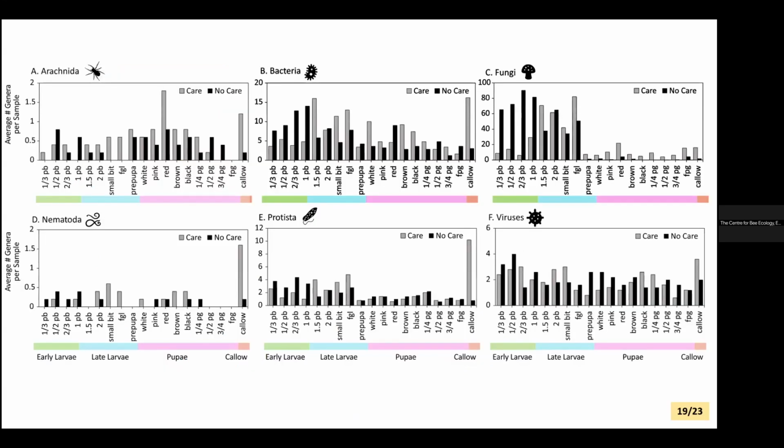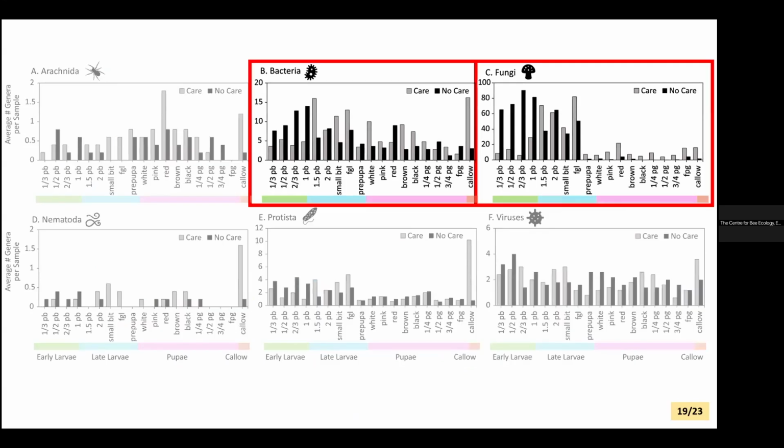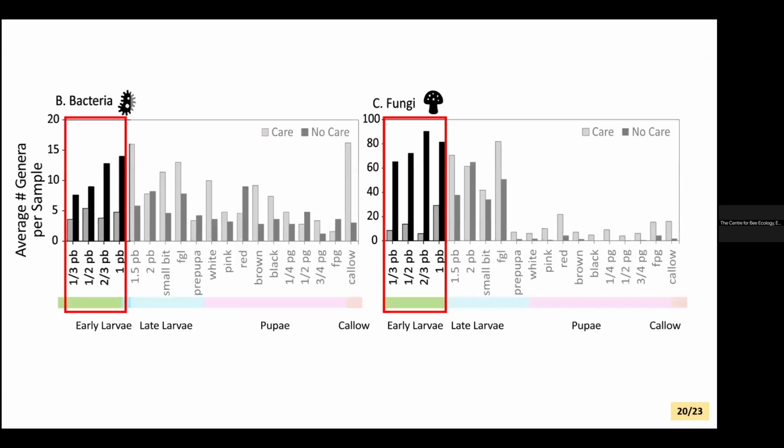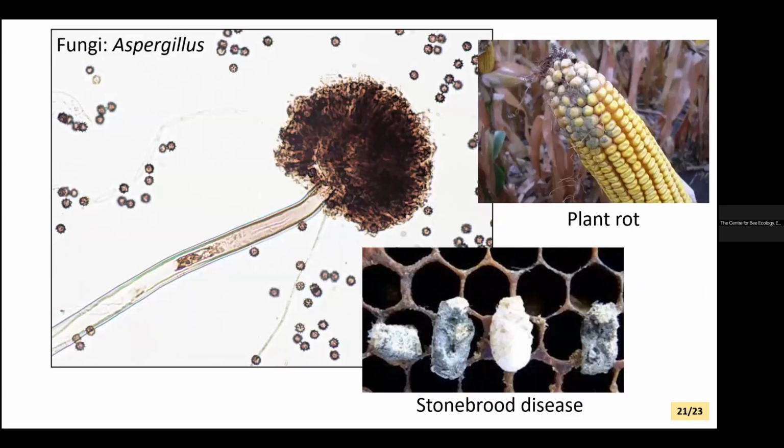And then when we separate the taxa into their distinct groups, we see that fungi and bacteria drove most of the variation. And when we take a closer look at these two domains, in both groups, taxa were more abundant in no care early larvae, again, the black bars. And then finally, the most abundant taxon we found that significantly contributed to microbiome variation between no care and care early larvae was the plant pathogen Aspergillus. It's known to cause stonebrood disease in honeybees and plant rot in a lot of plant species. It was overabundant in no care early larvae.